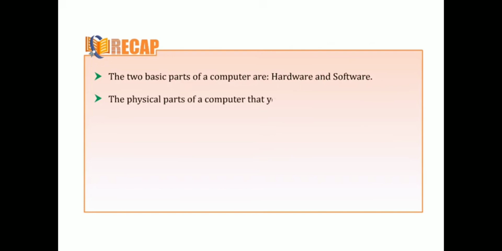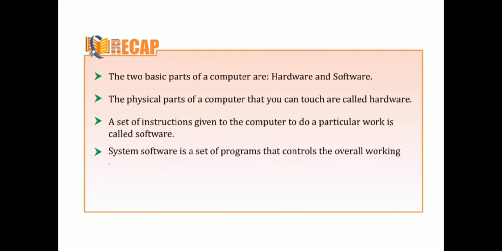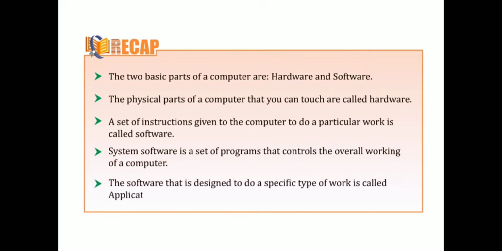Okay students, let us take a recap of this chapter. The two basic parts of a computer are hardware and software. The physical parts of a computer that you can touch are called hardware. A set of instructions given to the computer to do a particular work is called software. System software is a set of programs that controls the overall working of a computer. The software that is designed to do a specific type of work is called application software.